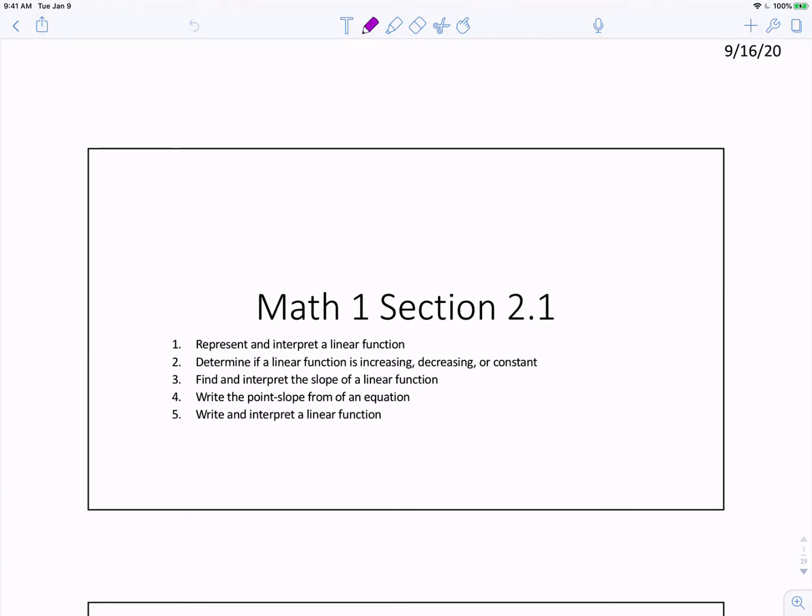Section 2.1. In this section, we'll learn to represent and interpret a linear function, determine if a linear function is increasing, decreasing, or constant, find and interpret the slope of a linear function, write the point-slope form of an equation, and finally, write and interpret a linear function.